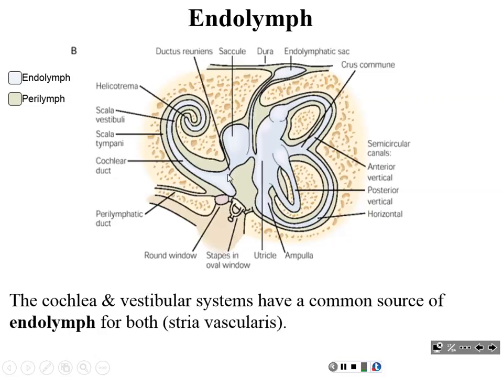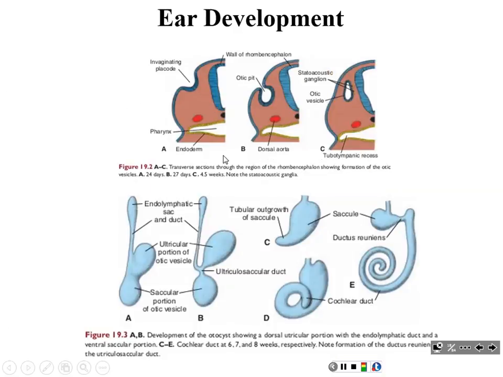So how is this possible? How is it possible that the cochlea and the saccule are connected? In order to understand that, we have to go back in time and look at the embryological development of the inner ear.